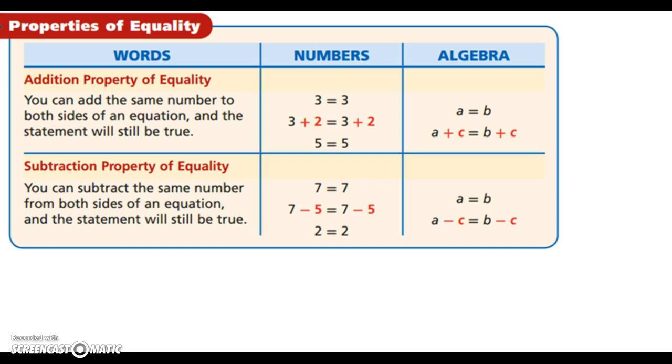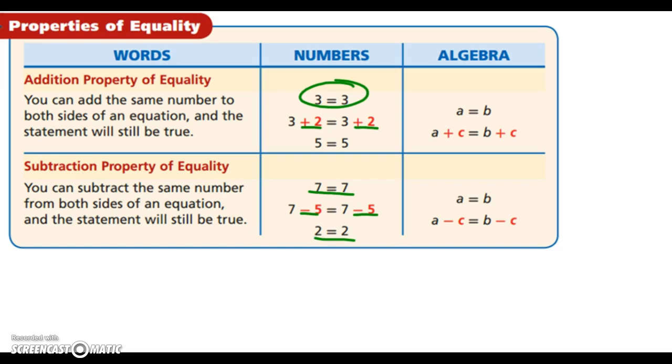So in order to understand this, we got to look at properties of equality. Very simple. So if we start by looking at something as simple as 3 equals 3, I can add any two numbers to each side that I want to, as long as they are the same number. So you can see they add plus 2 to both sides, and we end up getting 5 equals 5. Same deal with subtraction. If I start with 7 equals 7, true statement, and I subtract 5 on both sides, we end up with 2 equals 2.